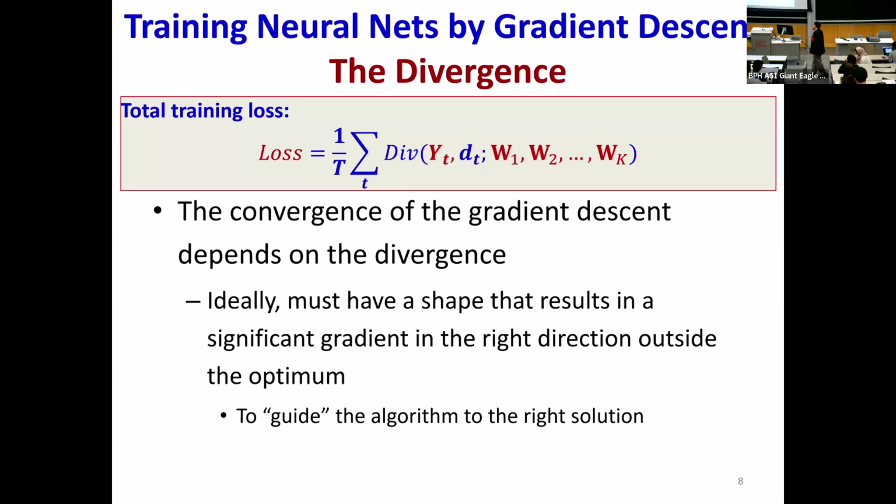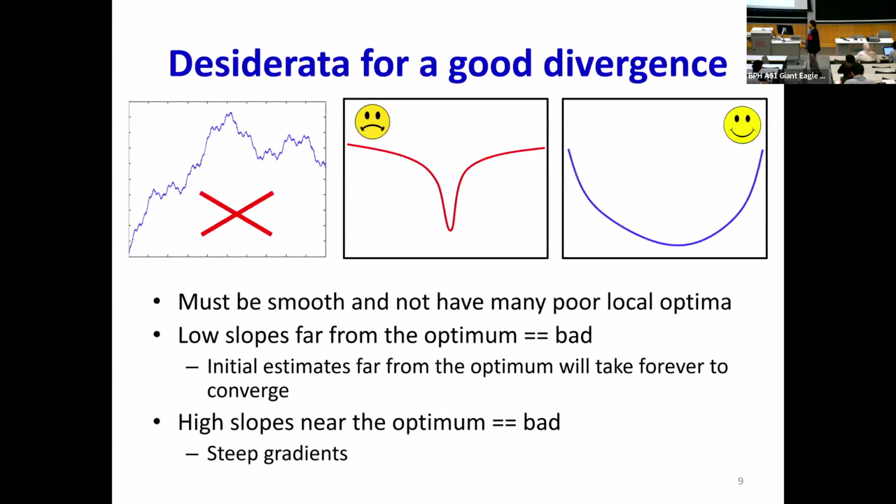Ideally, the loss function must have a shape that results in a significant gradient in the direction of the optimum and not in other directions. You want it to guide the algorithm to the solution. So you can have loss functions of this kind, something like the one to the extreme left. The jagged nature of the loss function means that you're really not going to do a very good job of optimizing your network. Those are the kinds of loss functions you do not really need.